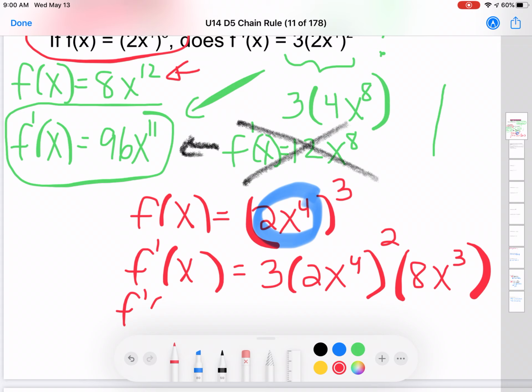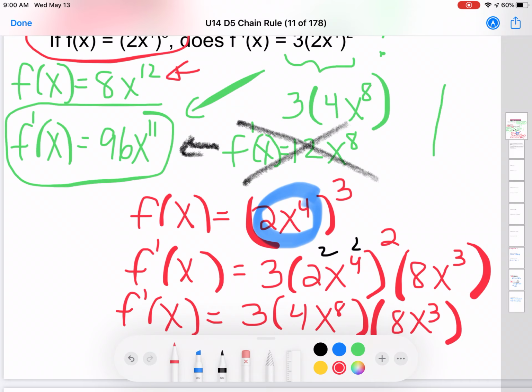Okay, now we can go ahead and clean it up. So we have 3. We'll take care of this power of 2. So we're left with 4x to the 8th times 8x cubed.